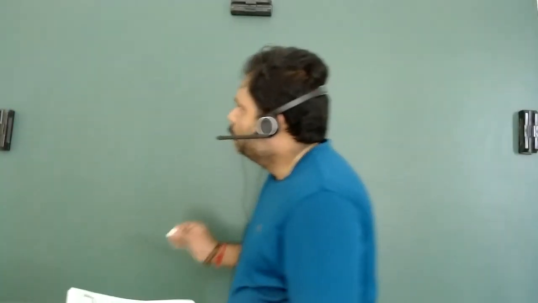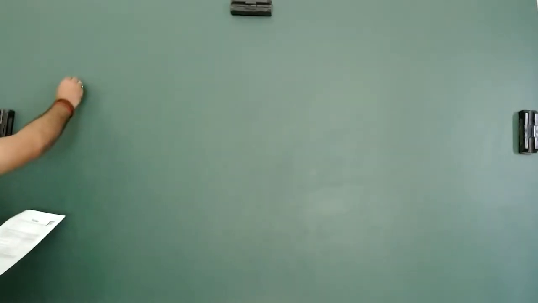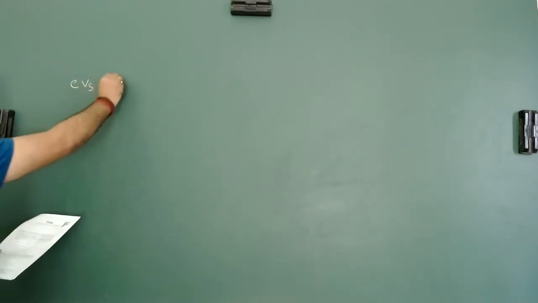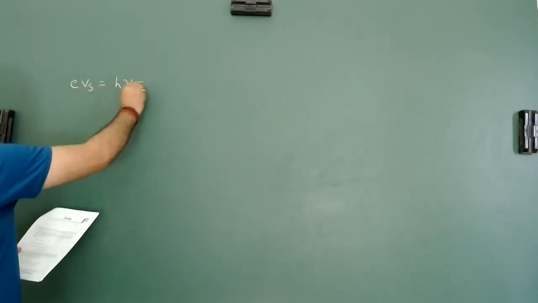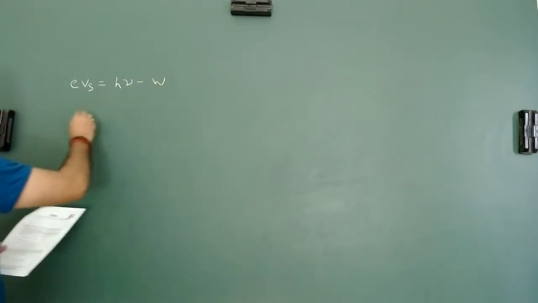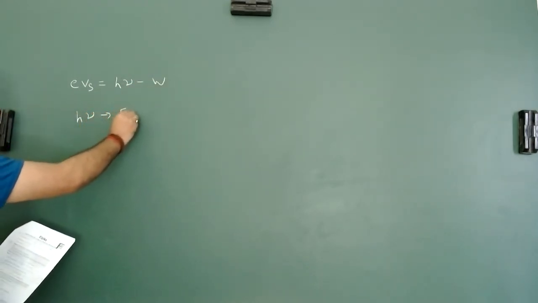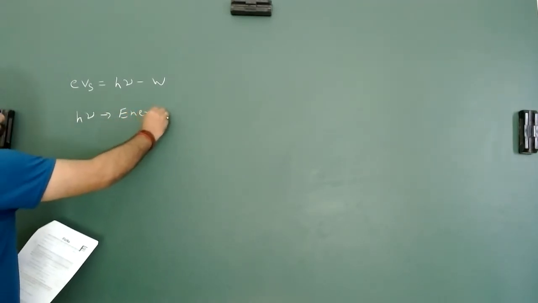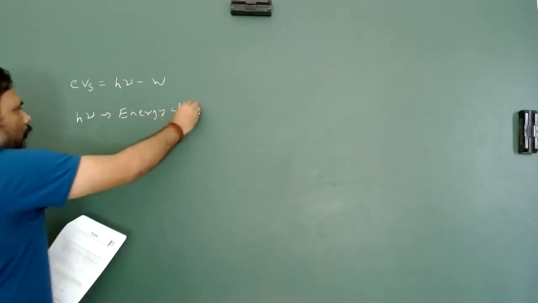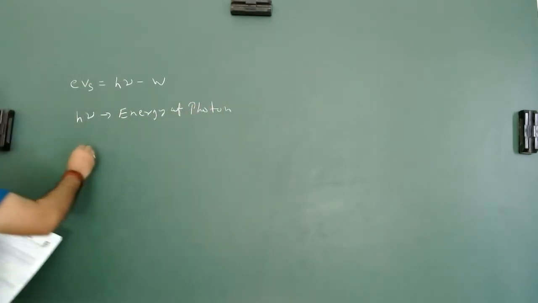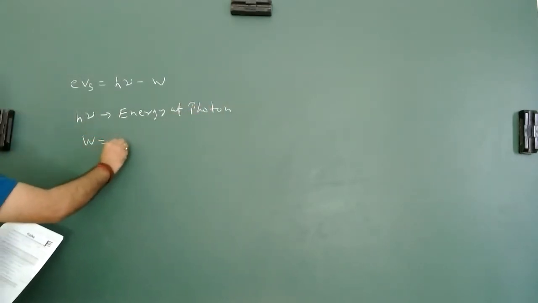So we have to use this formula very accurately. The two formulas we have to use: eVs is equal to hν minus W, where hν is the energy of the photon, and W is the work function.